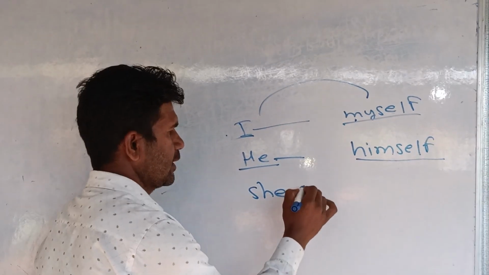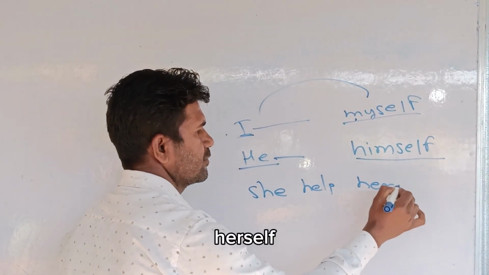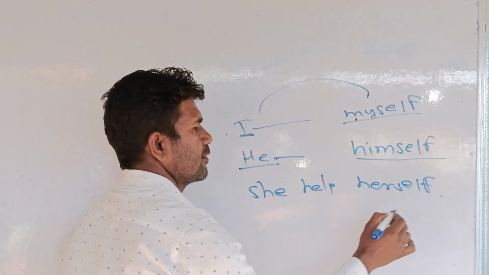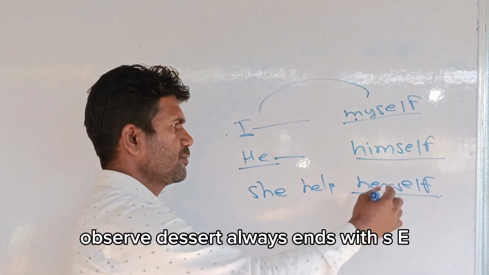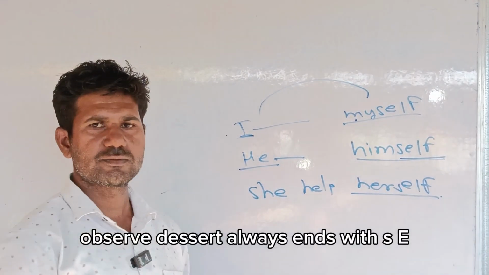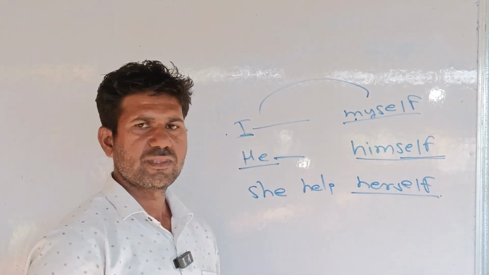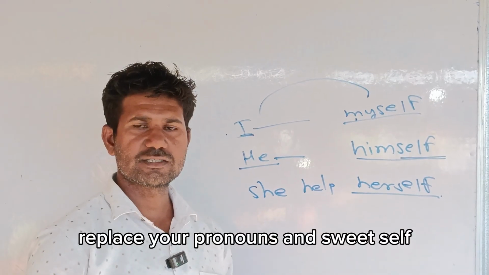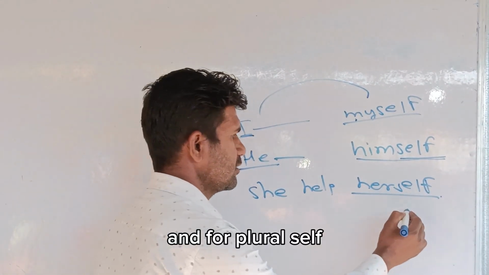Again, with one more example: she helped herself. Observe, these always end with self. Reflexive pronouns end with self, and for plural, selves.